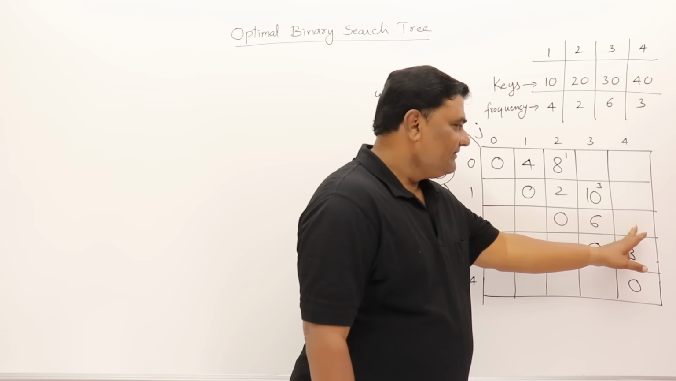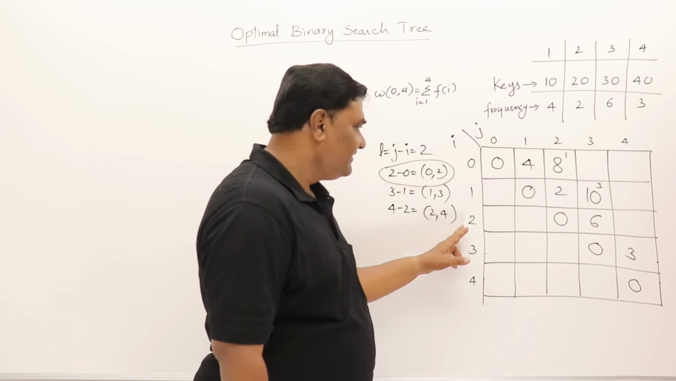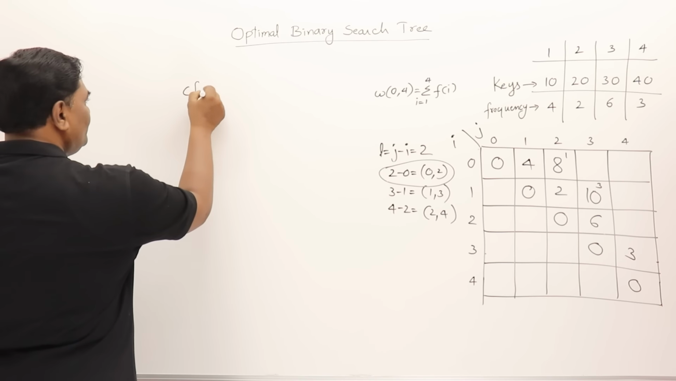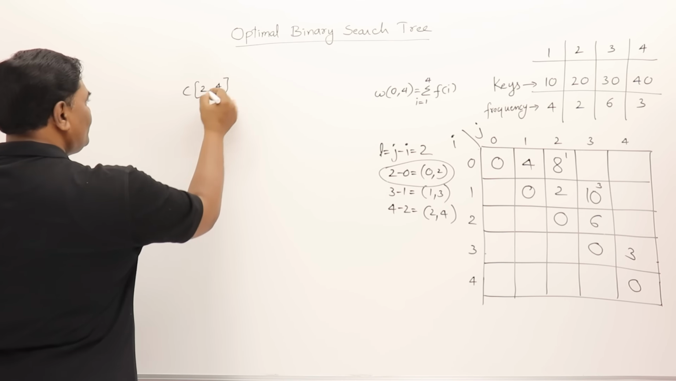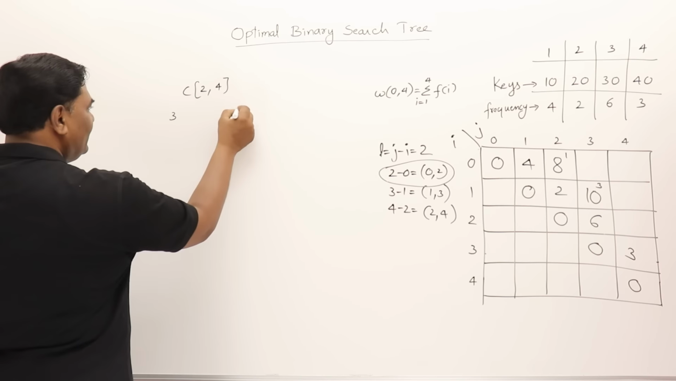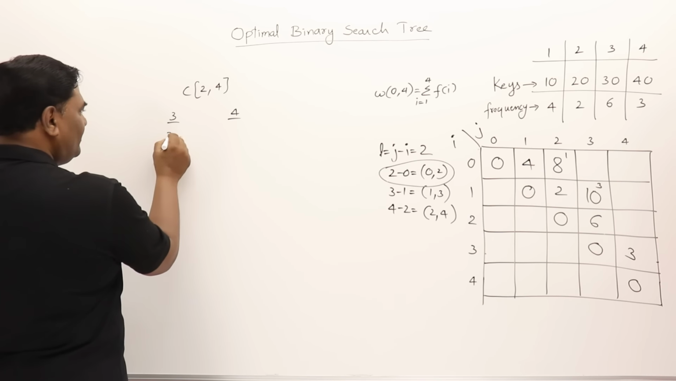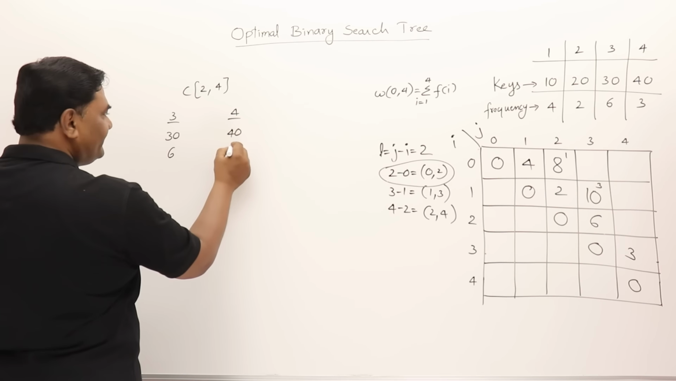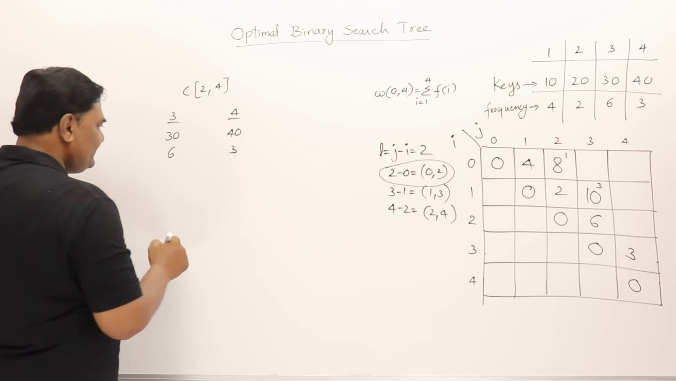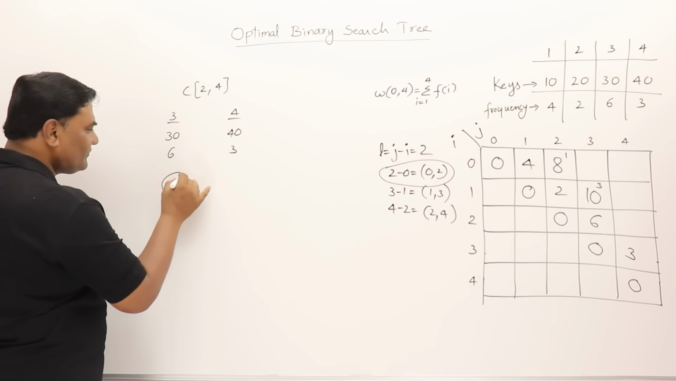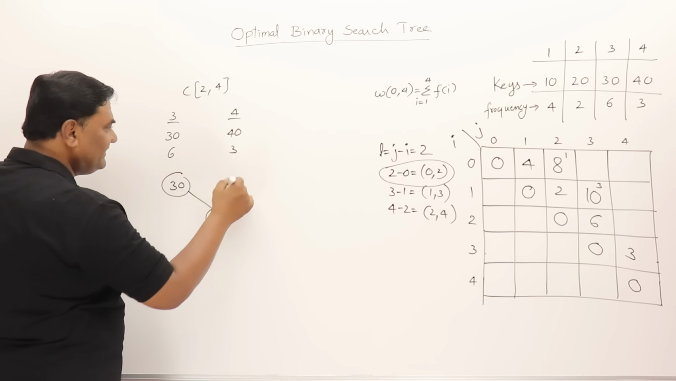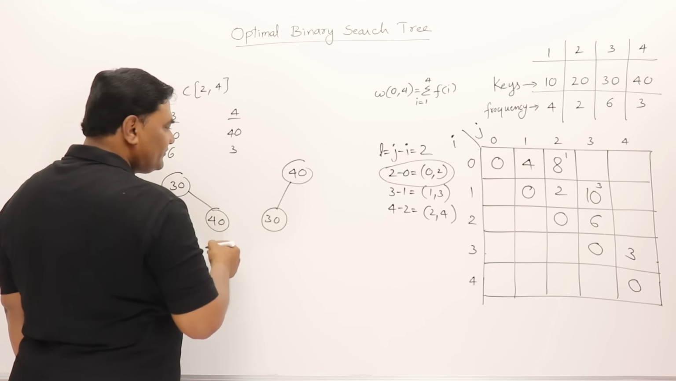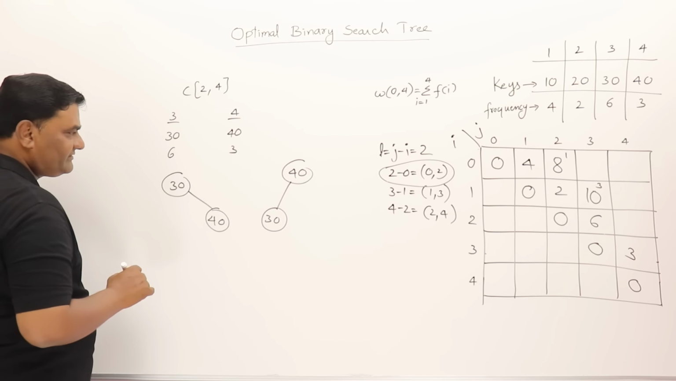Now the next one is 2 comma 4, C of 2 comma 4. So ignore 2, we will be taking the third key and the fourth key. The third key is 30 and its frequency is 6. The fourth key is 40 and its frequency is 3. Now what are the trees possible? If I make 30 the root, then 40 will be on the right hand side, or else 40 as the root, then 30 will be on the left hand side. So two different trees are possible out of this.